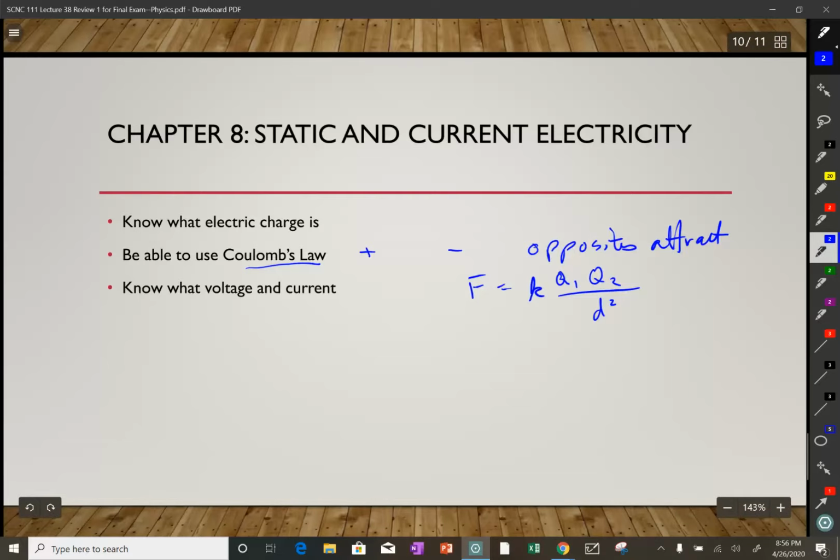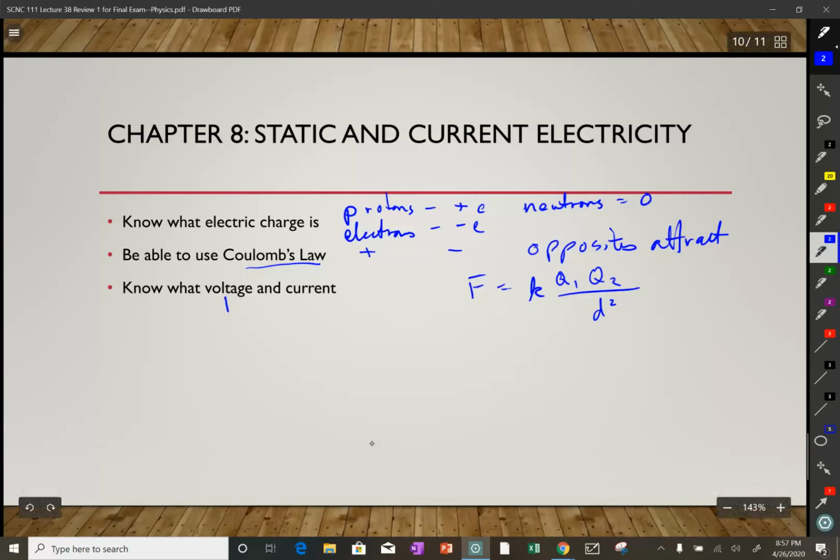So electric charge is an inherent property that things have. And remember, protons have a plus E charge. Electrons have a minus E charge. And neutrons, based on their name, have a zero charge. So neutrons aren't affected at all by the electric charge. Only protons and electrons are.